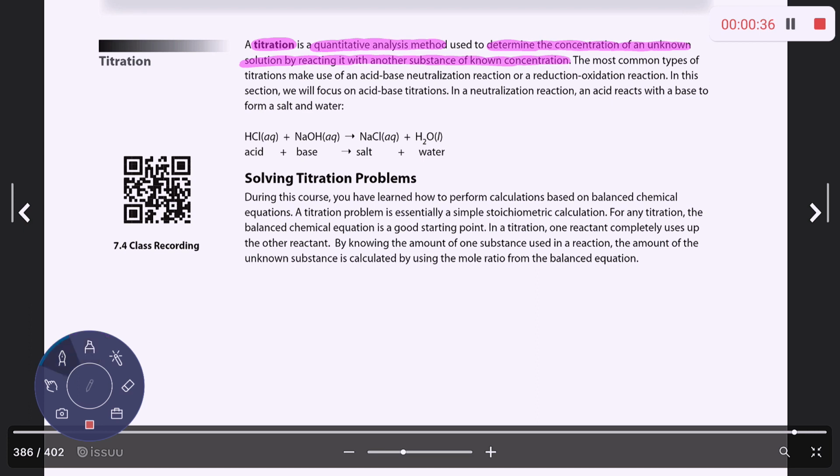The first one is called an acid-base titration or an acid-base neutralization reaction. This is what you guys are going to be doing. And then the other one is called an oxidation reduction reaction, which is something that they tend to do more in an AP chemistry class, okay?